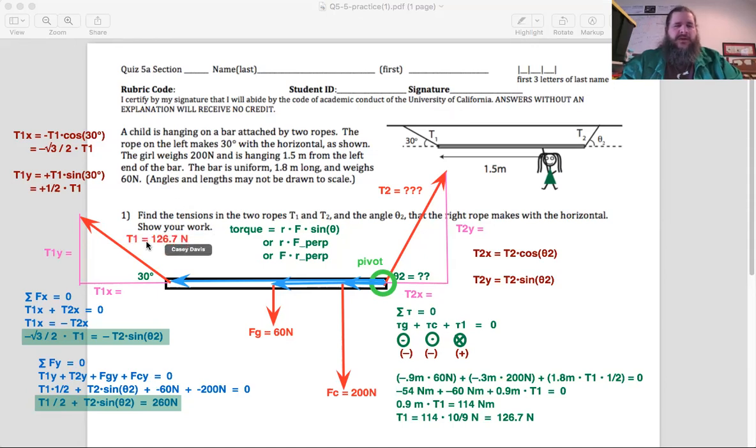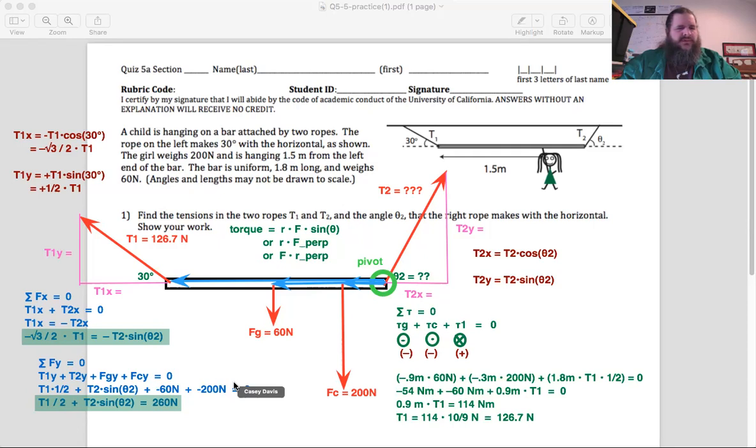We could then, if we wanted to, calculate the x and y components as well. Those are going to show up naturally in the force equations, though, when we multiply T1 by negative root 3 over 2 or by 1/2. Any questions on tension 1 so far? No.